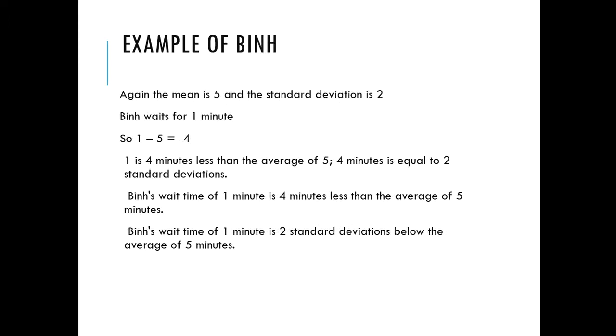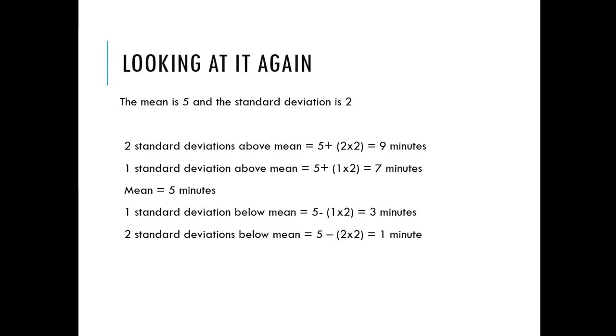Let's look at Ben. Again, remember the mean is 5 and the standard deviation is 2. Ben's wait time is a minute, so 1 minus 5 gives me negative 4. 1 is 4 minutes less than the average of 5, so 4 minutes is equal to 2 standard deviations. Ben's wait time of 1 minute is 4 minutes less than the average of 5 minutes. So that means for 1 minute, he is 2 standard deviations below the average of 5 minutes. I know that sounds really confusing, so I made a table for it.